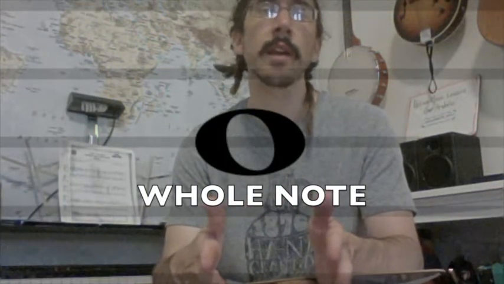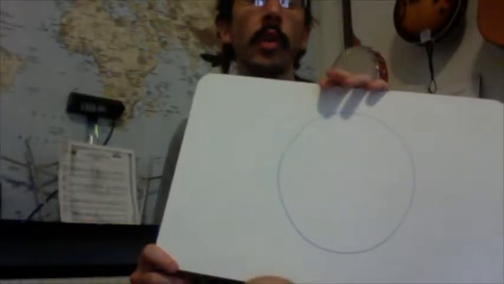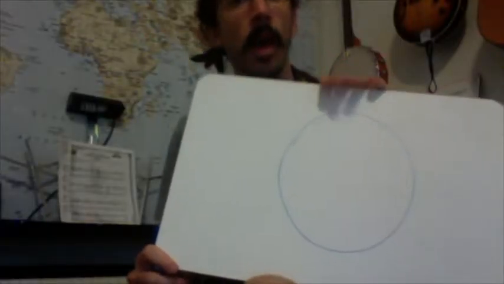This is what it looks like, a circle. And a whole note is usually held for 4 beats. So if this is my beat, a whole note would be held for 1, 2, 3, 4. 4 beats long. So if you saw this note in a piece of music, you would play it for 4 beats.